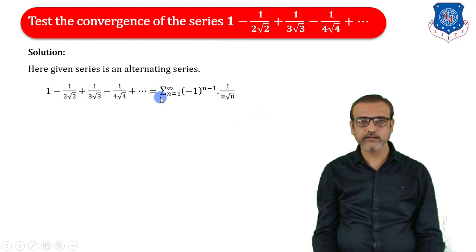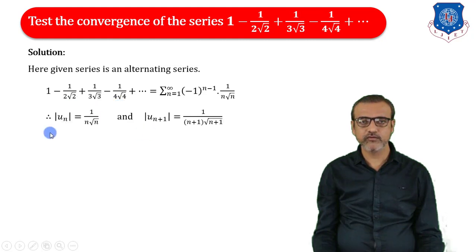So this series is equal to sigma n is from 1 to infinity (-1)^(n-1) into 1 over, 1 is fixed in the numerator, and in the denominator we have the sequence 1 root 1, then 2 root 2, 3 root 3, 4 root 4 and so on. For the sequence 1, 2, 3, 4 and so on, its nth term is n, and for the sequence root 1, root 2, root 3, root 4, its nth term will be root n, and this (-1)^(n-1) is for the alternate sign.